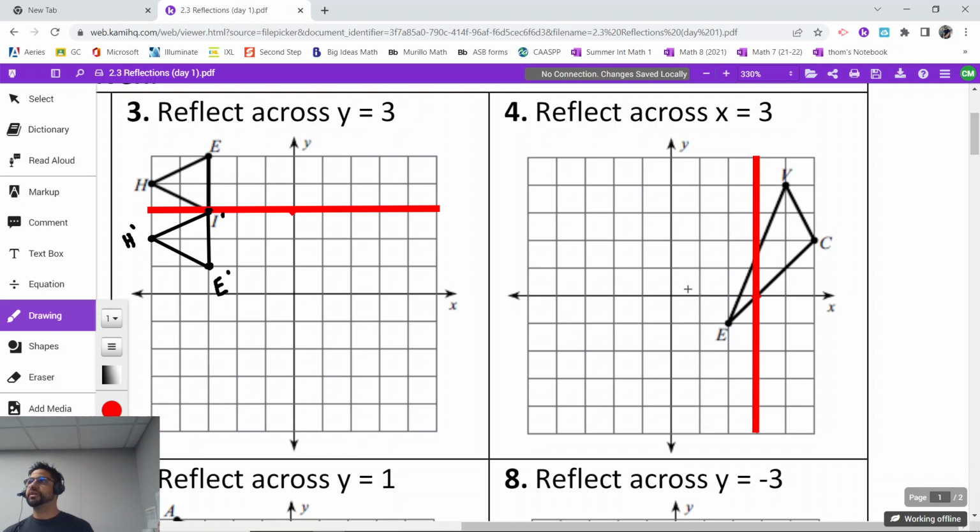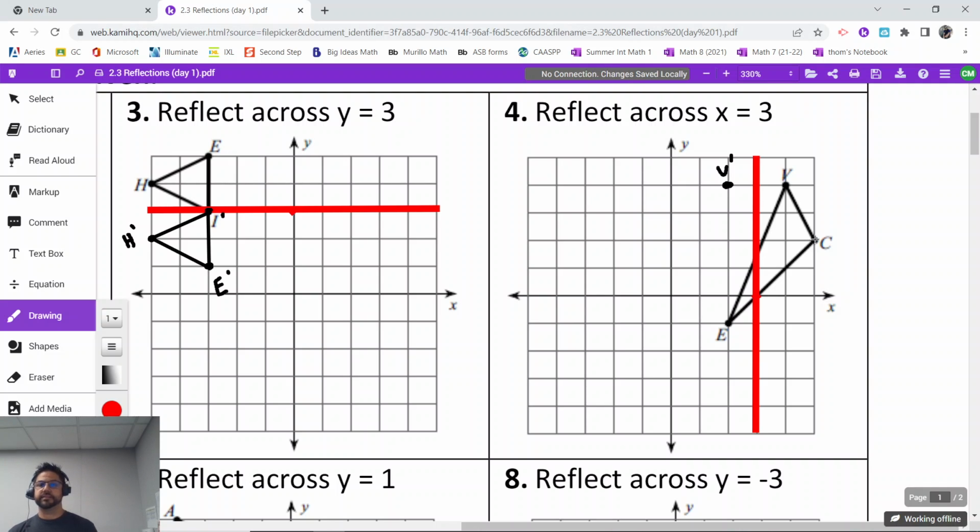Doesn't matter which one you start on. So again, if I start on V, I'm counting to the highlighter, reflecting on the other side. Doesn't matter if it's the x-axis, y-axis problem, or y equals 3 or x equals 3. You're still counting to the highlighter and then reflecting on the other side. So let's see, V is 1, then on the other side is 1. So I put a little dot, V prime.